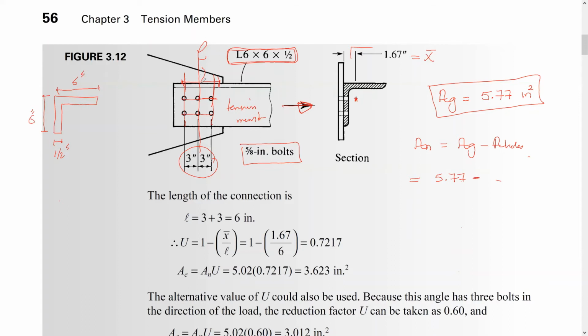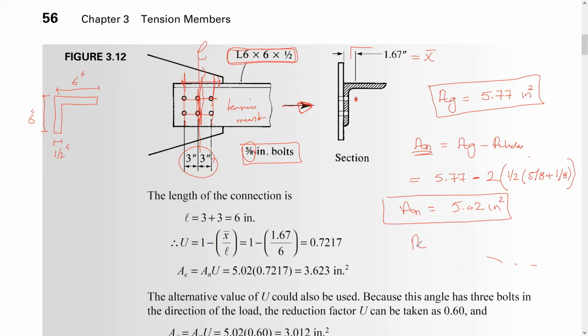How many holes might we cut here? It's 2 holes. Okay, the thickness of the plate is 1/2, multiplied by the diameter for the holes, which is 5/8 plus 1/8. Okay, so this is the net area, and as you see, it's equal to 5.02 inch square. Okay, so this is AN, not AE.